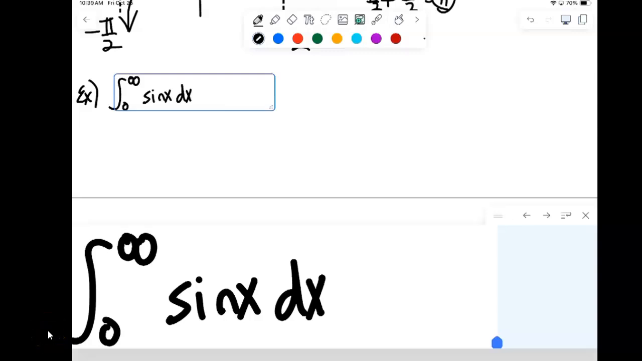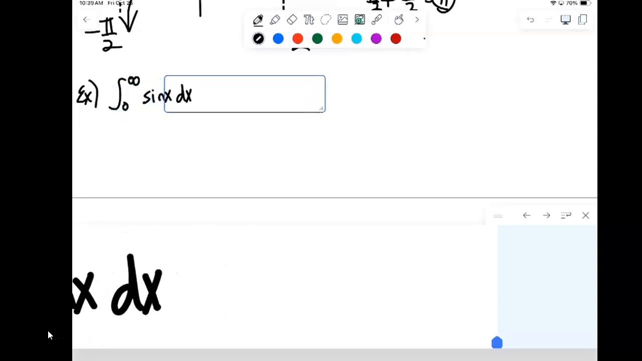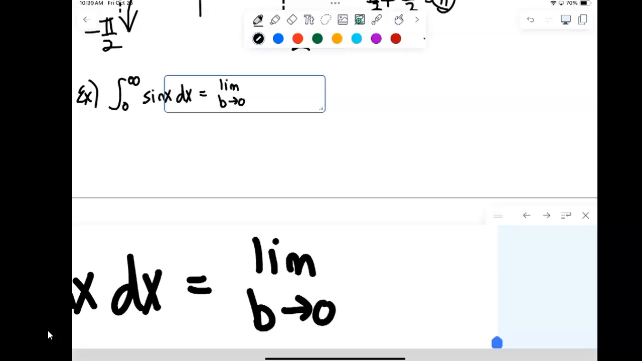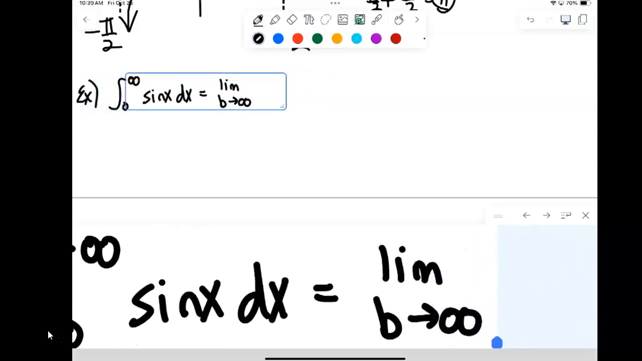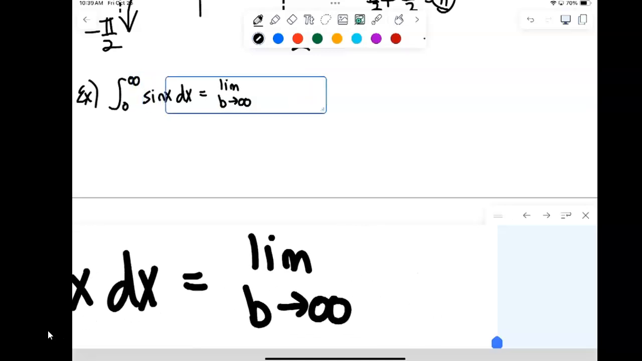Okay, so let's consider this one here, the integral from 0 to infinity of sine x dx. We would set it up the normal way, as a limit as b goes to infinity. First of all, sine x is defined over that whole integral, so it's no problem. So we go ahead and do our integral.